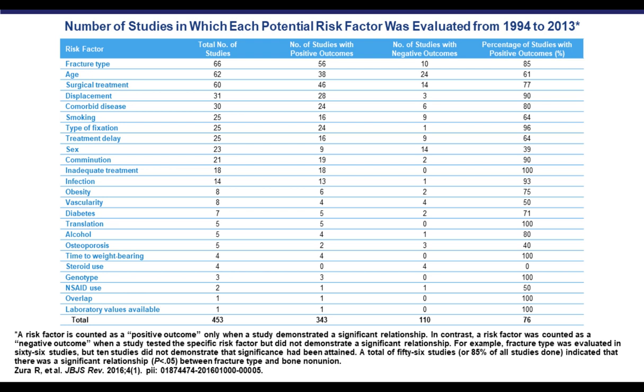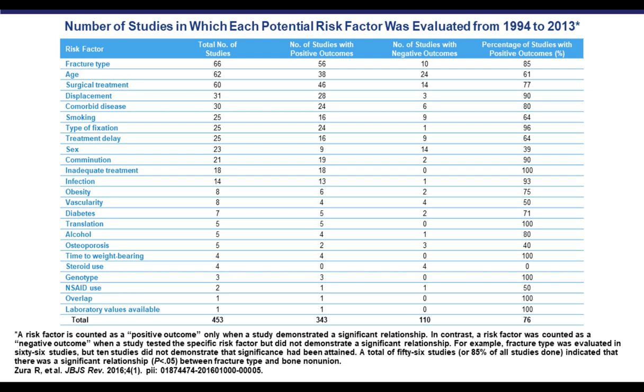Move down to smoking. Again, these are papers that look specifically at smoking as a risk factor for non-union. You'll see there are 25 studies. 16 have a positive correlation, so 16 of the 25 studies that looked at smoking as a cause of non-union suggest that it is correlated. However, 9 that looked at smoking did not show a correlation.